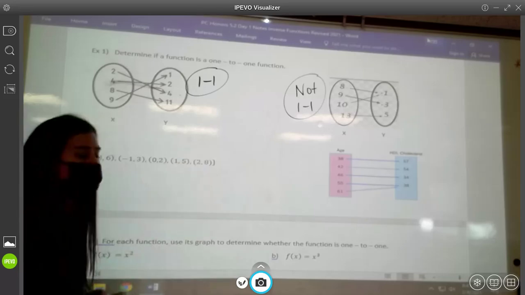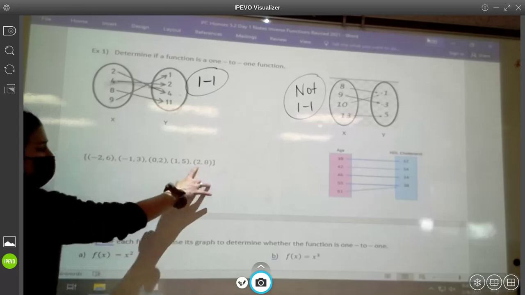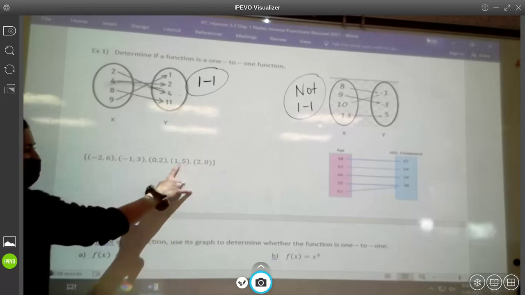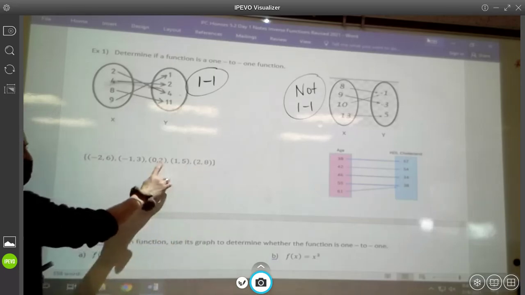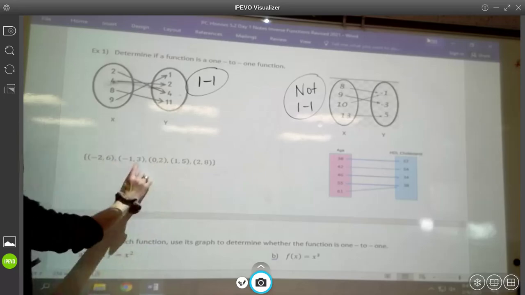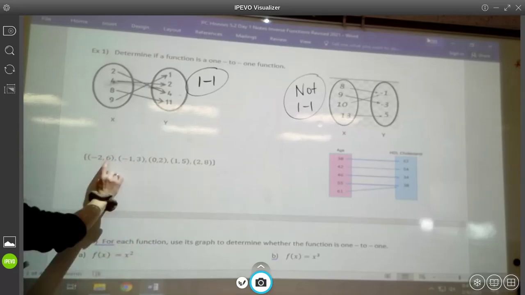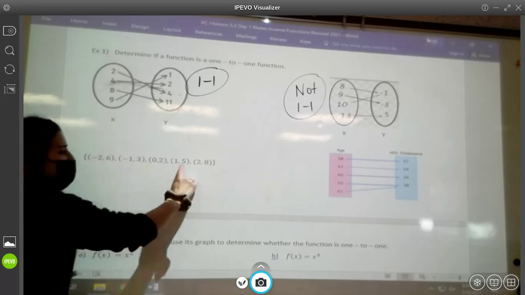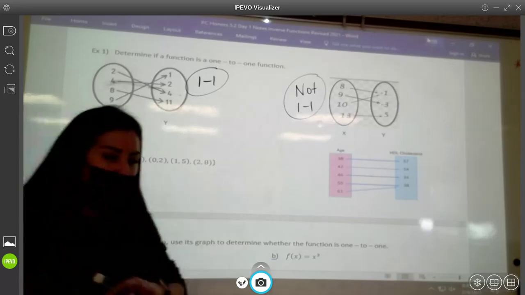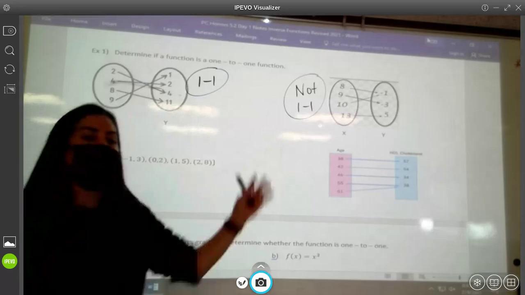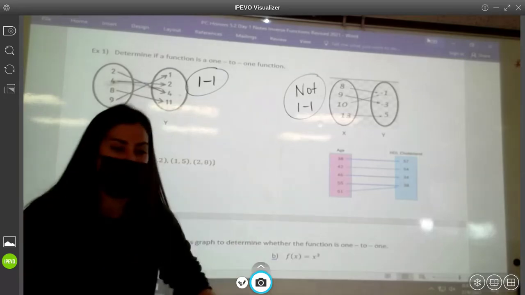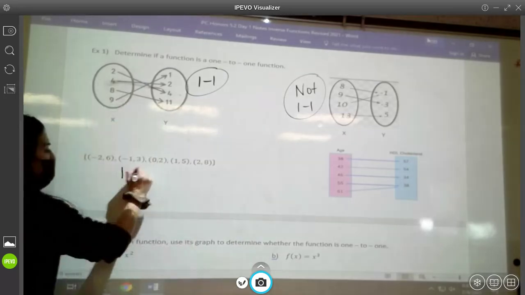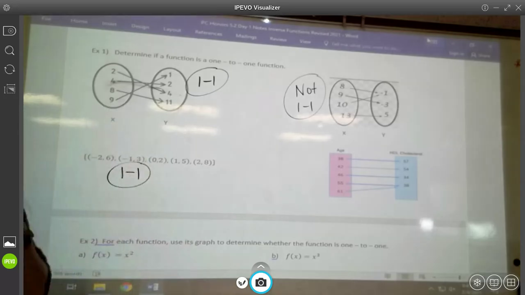So now look at the ordered pairs in reverse. Do the y's repeat? 8 goes into the inverse, a 2 comes out. 5 goes into the inverse, a 1 comes out. 2 goes into the inverse, a 0 comes out. 3 goes into the inverse, a -1 comes out. 6 goes into the inverse, a -2 comes out. Look at all these y values. They're all different. So the y values didn't repeat. So when I go to reverse it, it still acts like a function. That's one-to-one. The x's and the y's do not repeat.